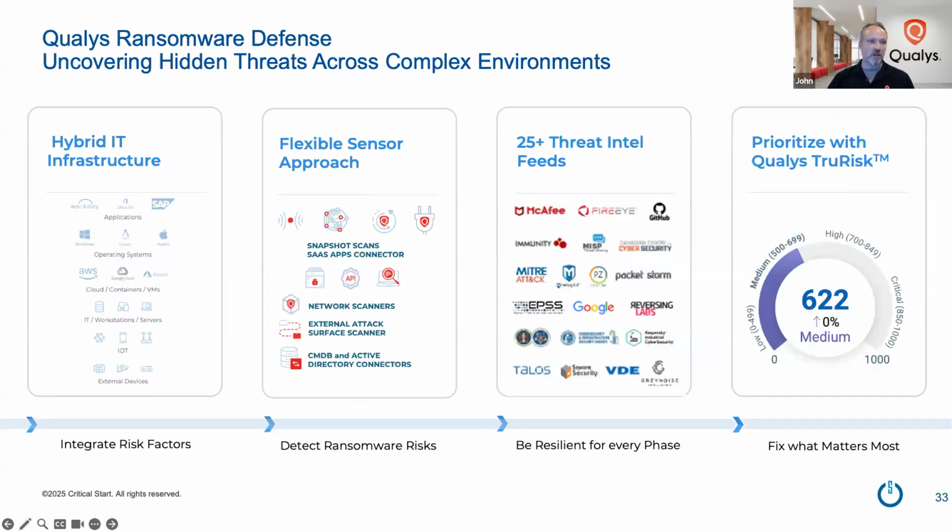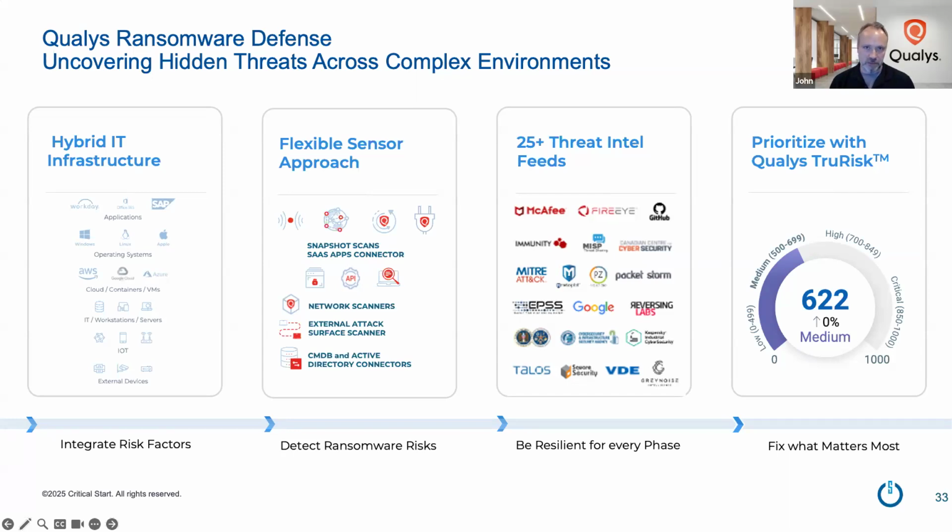Now, when we talk about uncovering hidden threats across complex environments, we have an approach where we're able to scan a hybrid environment. Doesn't matter if it's in the cloud, if it's on-prem, it's your laptop, it's your cloud services. Qualys has an ability to reach out and touch all those devices through a variety of different sensors to scan them. I mentioned before that snapshot or API-based scans for those perimeter devices can miss about 25% of the vulnerabilities ransomware actors are able to exploit.